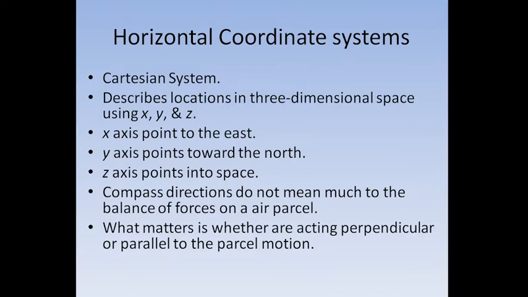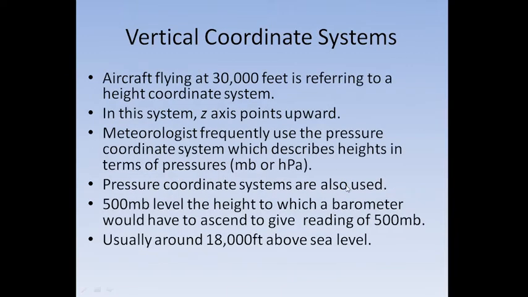I think I have it on my website somewhere, meteorology101.com. But the horizontal coordinate system is the typical Cartesian system. Pretty much all you need to really get out of this is X, Y, and Z.